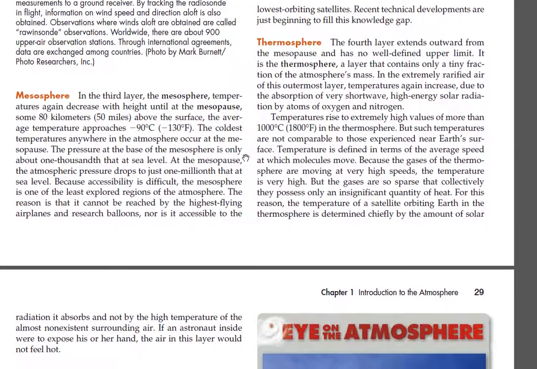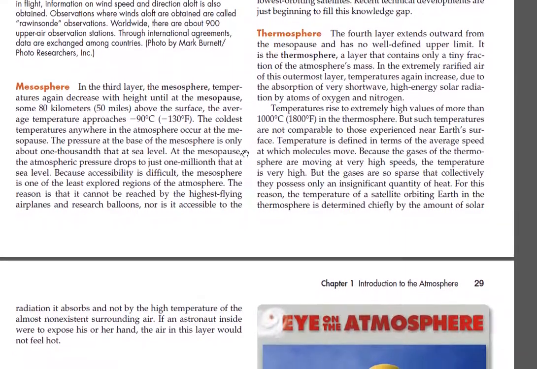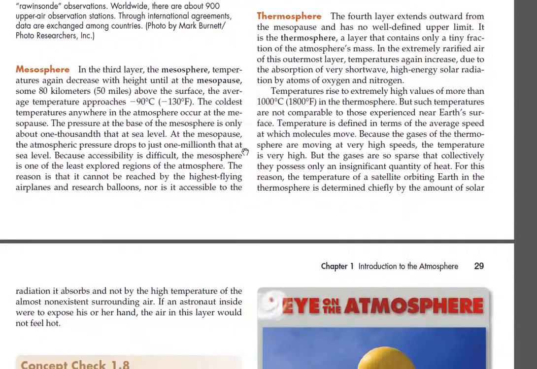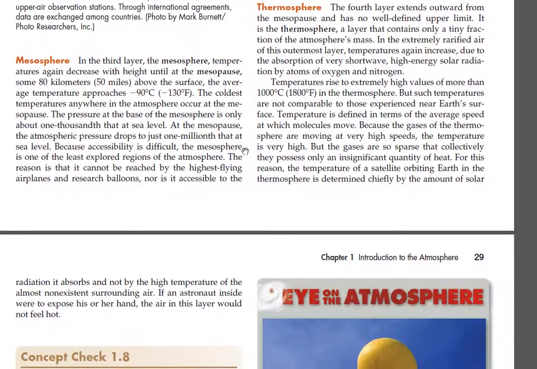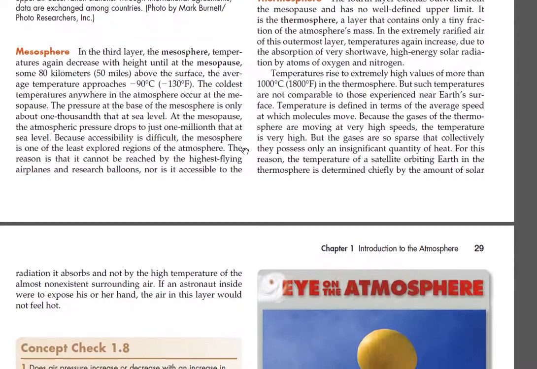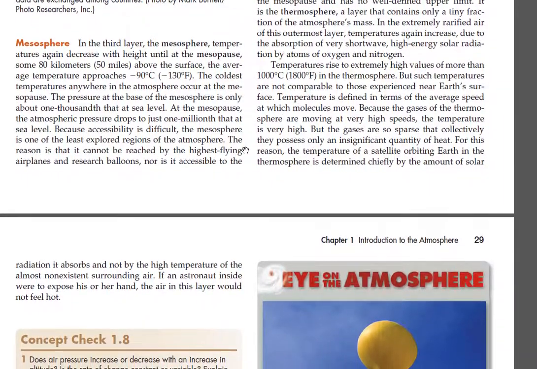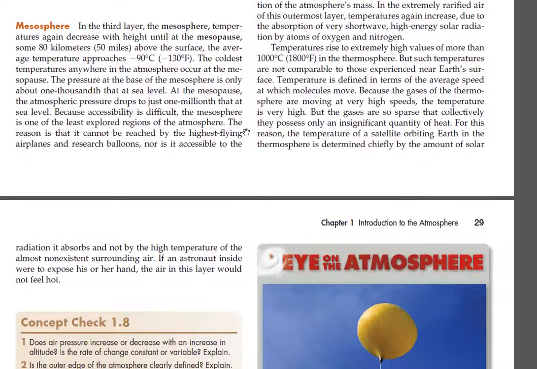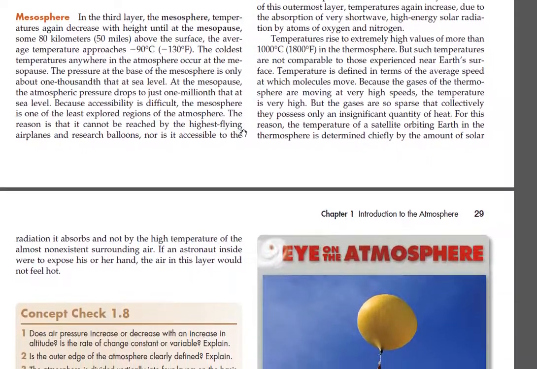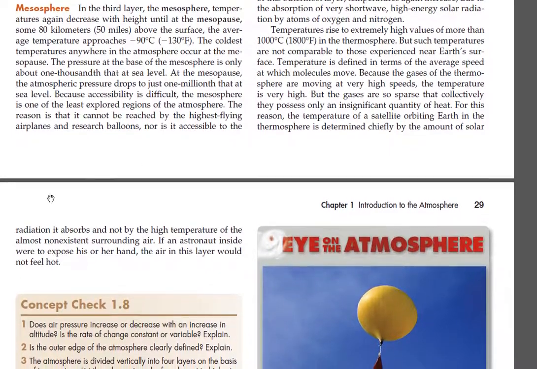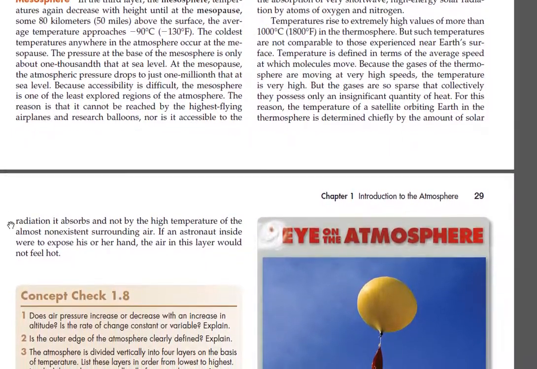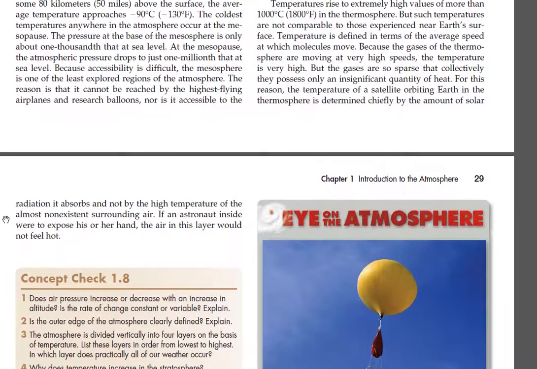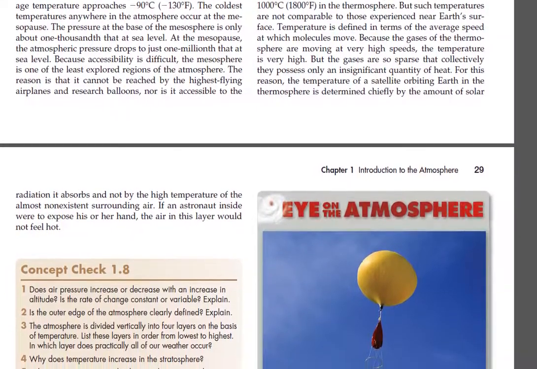But such temperatures are not comparable to those experienced near Earth's surface. Temperature is defined in terms of the average speed at which molecules move. Because the gases of the thermosphere are moving at very high speeds, the temperature is very high. But the gases are so sparse that collectively they possess only an insignificant quantity of heat. For this reason, the temperature of a satellite orbiting Earth in the thermosphere is determined chiefly by the amount of solar radiation it absorbs and not by the high temperature of the almost non-existent surrounding air. If an astronaut inside were to expose his or her hand, the air in this layer would not feel hot.